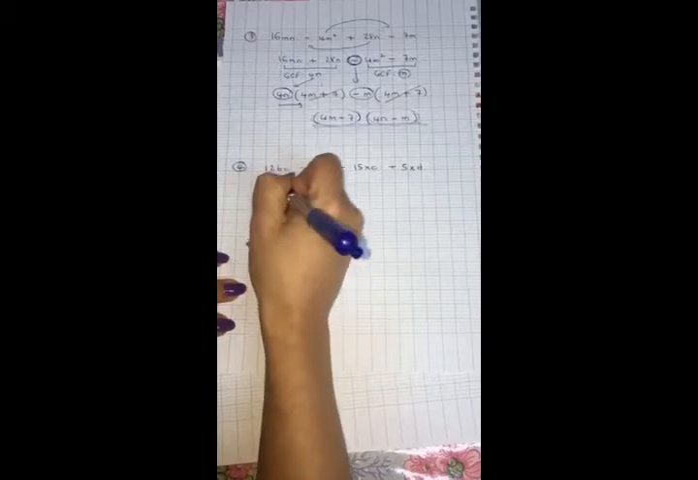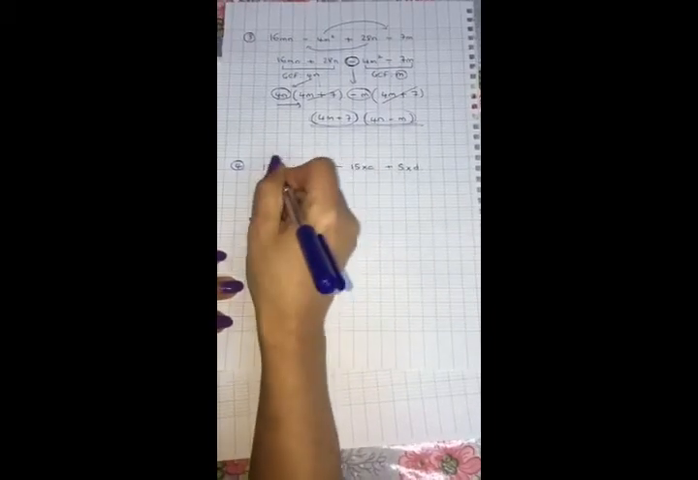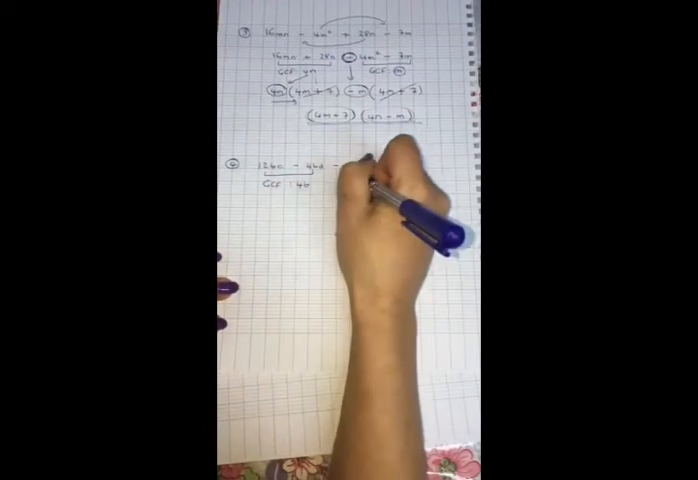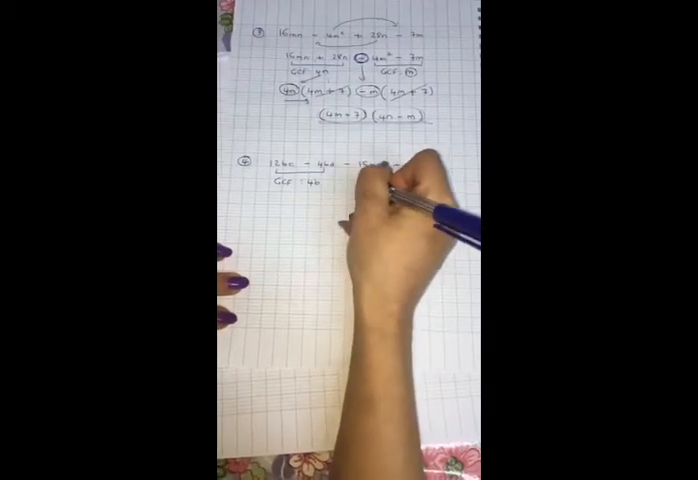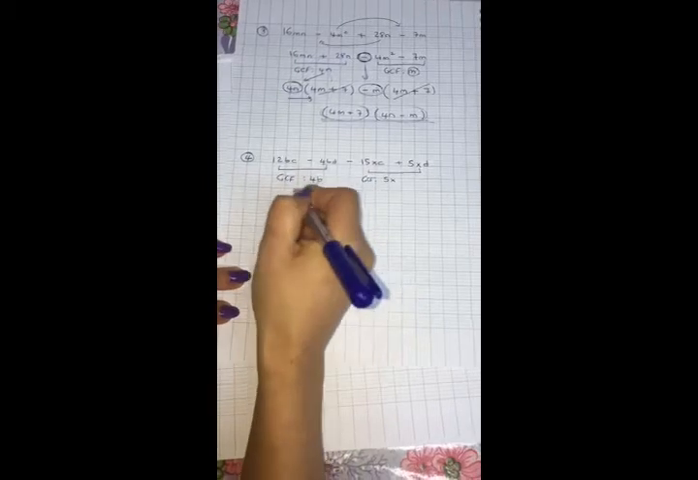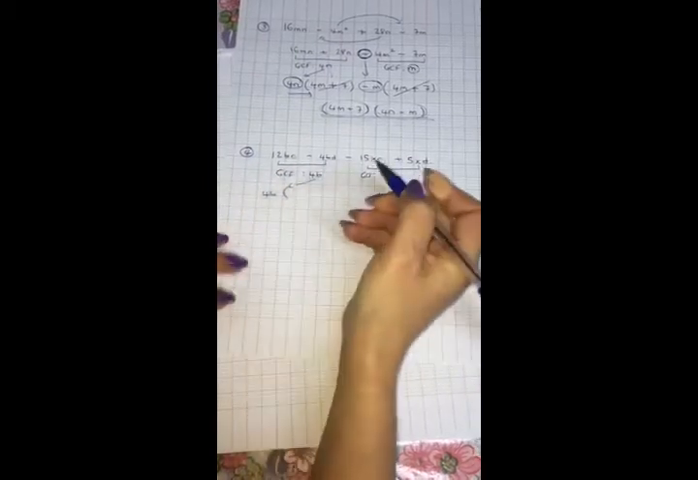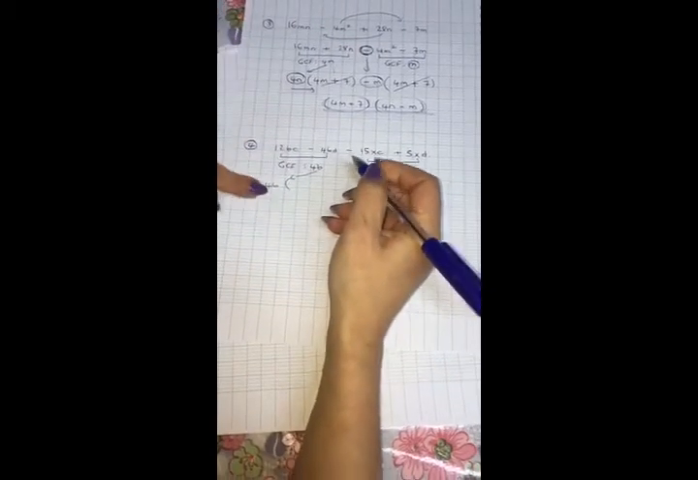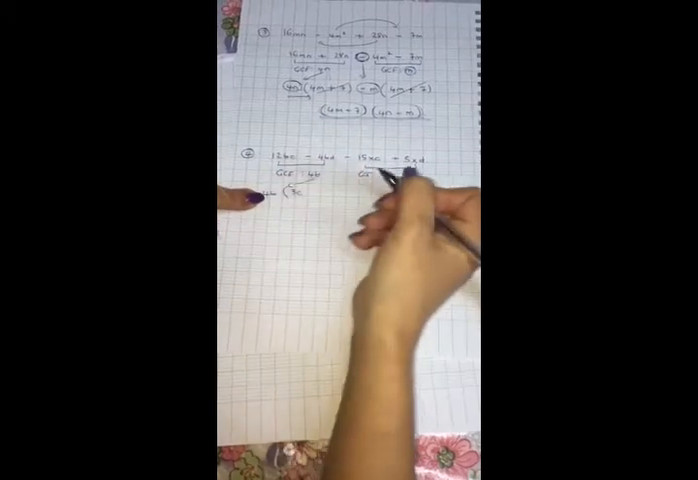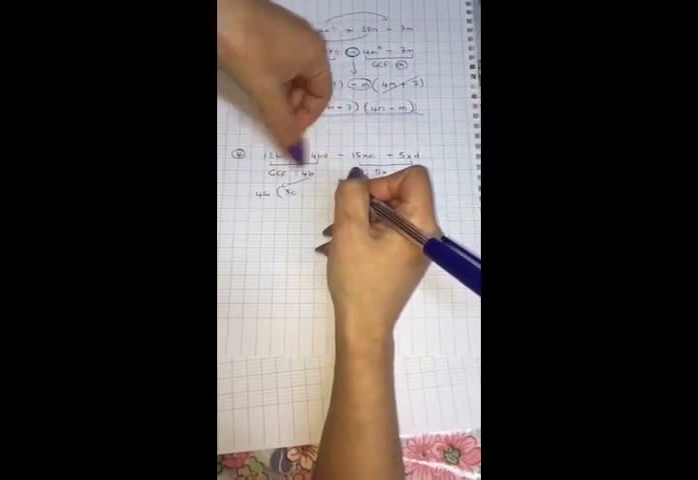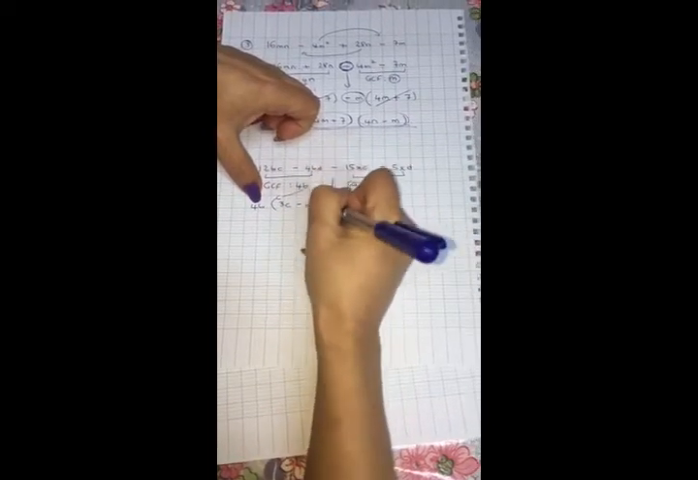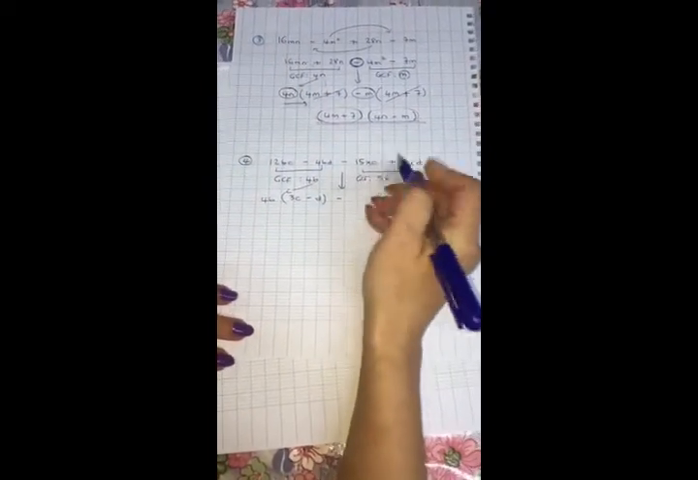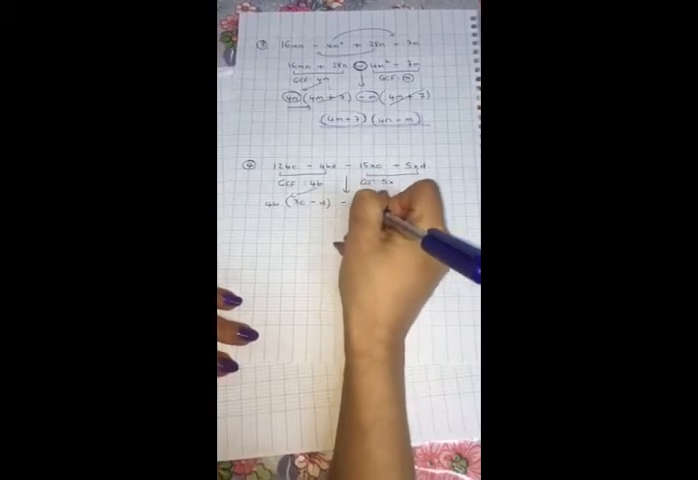What's common? My GCF is 4 and the b is common. My GCF is the 5 and the x is common. And I bring them down. My 4b, parenthesis, 12bc divided by 4b is 3c, minus 4bd divided by 4b is negative d. Bring down my negative sign. 5x, I bring it over here.